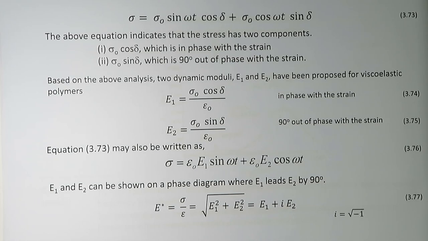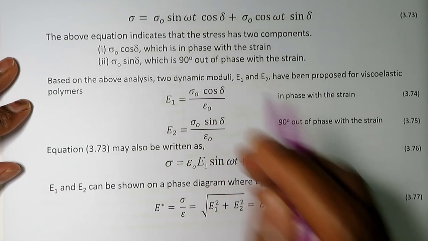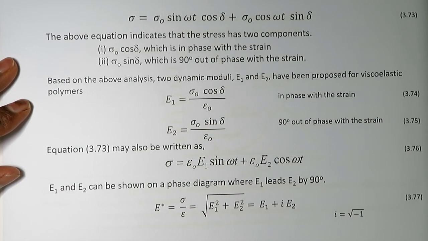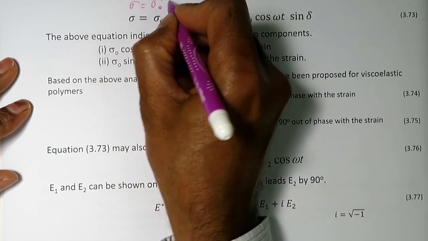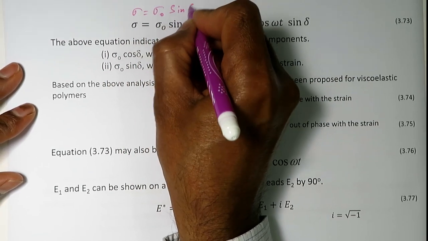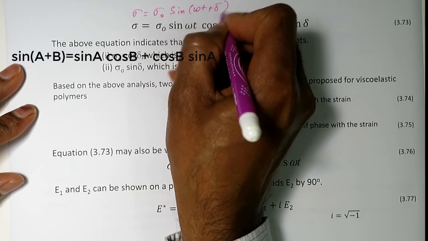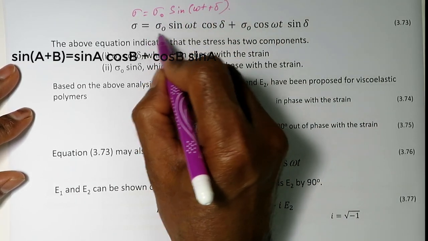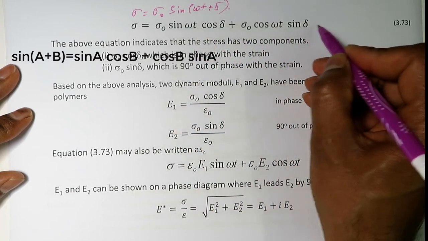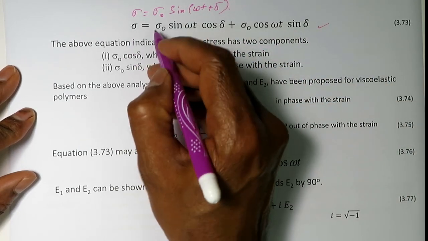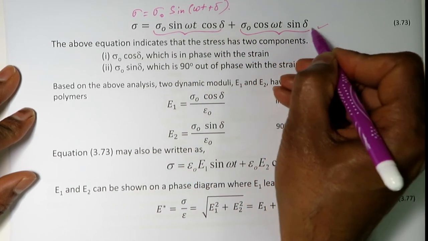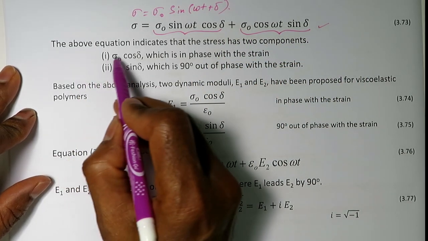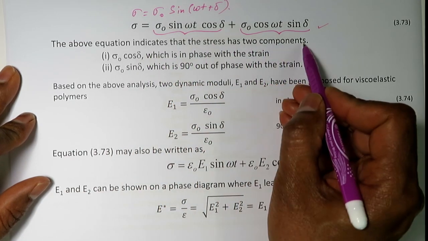Now the equation for stress can be expanded in this way. So just now we wrote sigma is equal to sigma naught sine (omega t plus delta). So this can be expanded in this format. So here basically we can see the stress is a combination of two components. So the above equation indicates that the stress has two components.